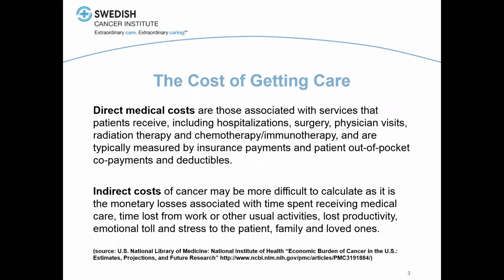With direct medical costs, those are things that are a little bit easier for people to figure out because they are costs that are associated with services that patients receive. So hospitalization, surgery, physician visits, radiation, chemotherapy, immunotherapy, they're all typically measured by insurance payments and also patient out-of-pocket co-payments and deductibles.